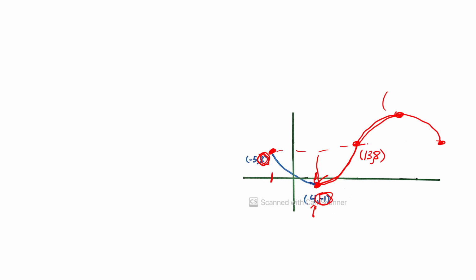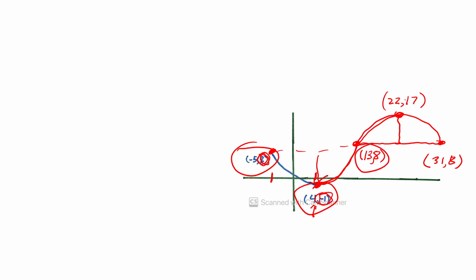Since we're moving 9 units horizontally, our next x value will be 22. And since we're moving up 9 units vertically, our next y value is 17. Finally, to get our fifth key point, we add another 9 units horizontally to get to 31, and we drop down another 9 units to get to 8. Now we have the coordinates of 5 key points, so it's easy to determine the equation of this curve.